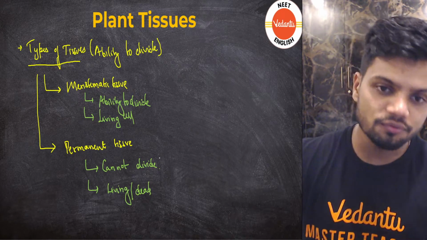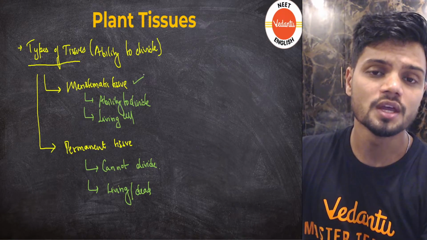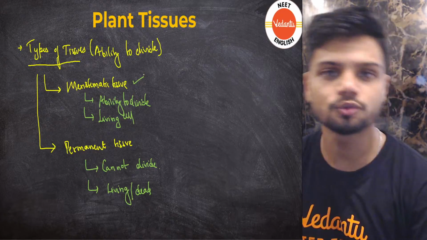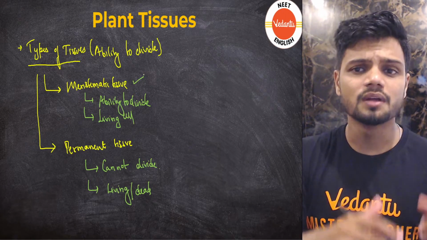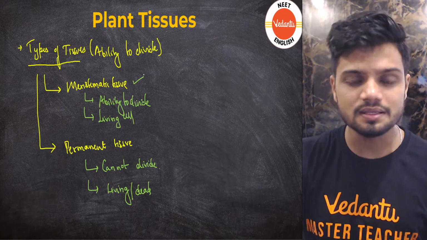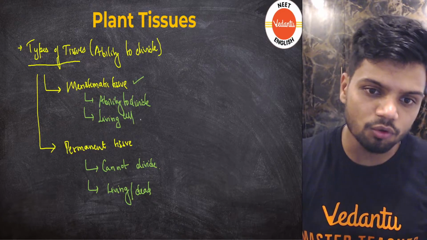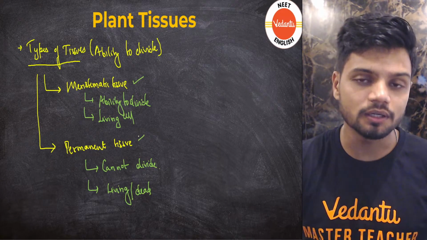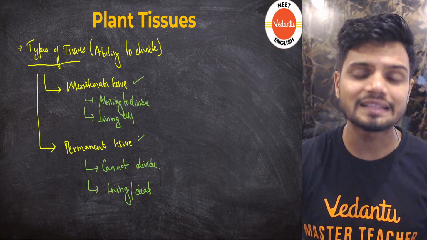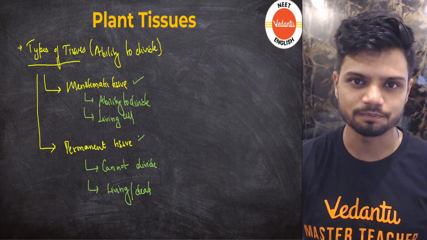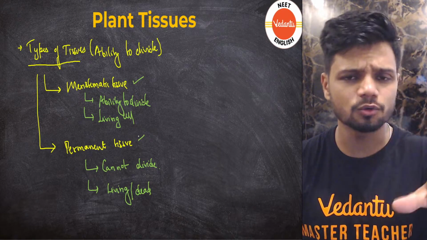Clear now, students? First we will understand what is the meristematic tissue, what are the different types of meristematic tissues. Once we are done with meristematic tissue, primary meristem, secondary meristem, lateral meristem, apical meristem, intercalary meristem, then we will go to permanent tissue. Under permanent tissue, we will be understanding parenchyma, collenchyma, sclerenchyma, xylem, and phloem. So, are you ready for that? Anytime if you have any doubt, quickly ask me.